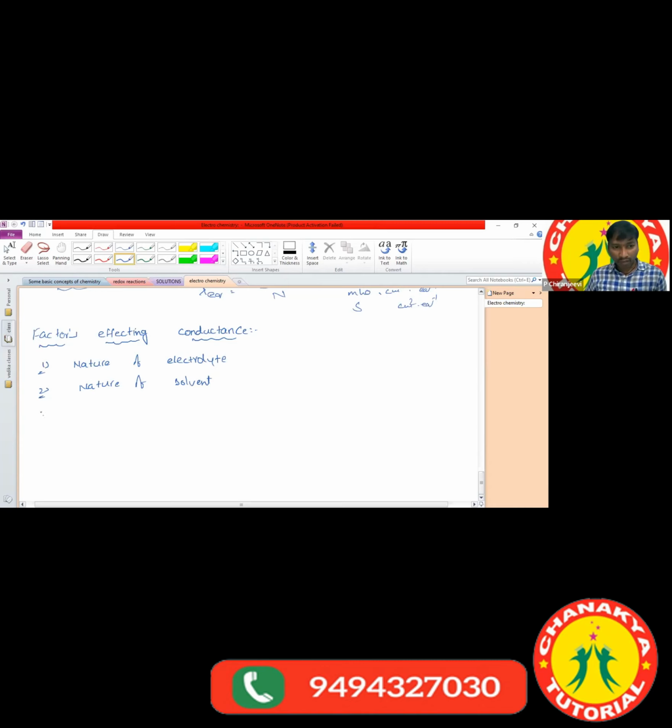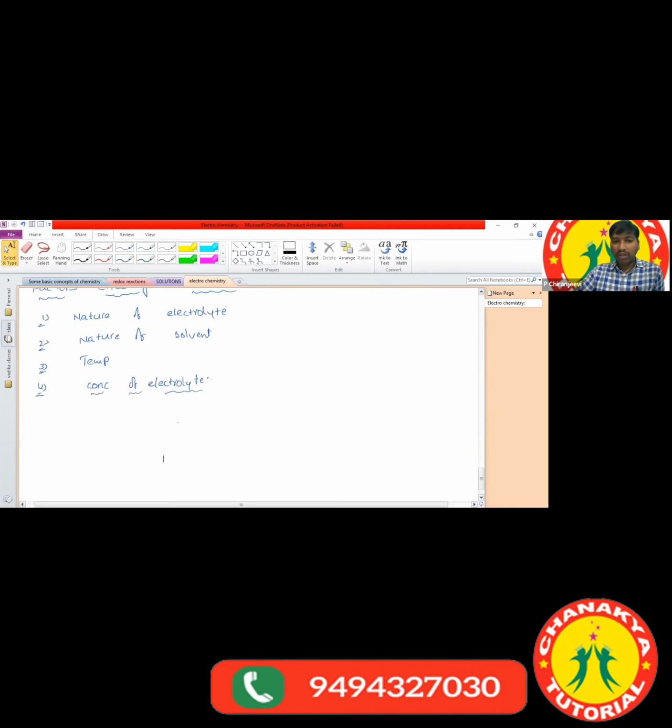Temperature is another factor. The third one is concentration of the electrolyte. So these are the different factors affecting the conductance. Now, first we can check the concentration of the electrolyte. Here we have specific conductivity. Conductivity is different and conductance is also different.